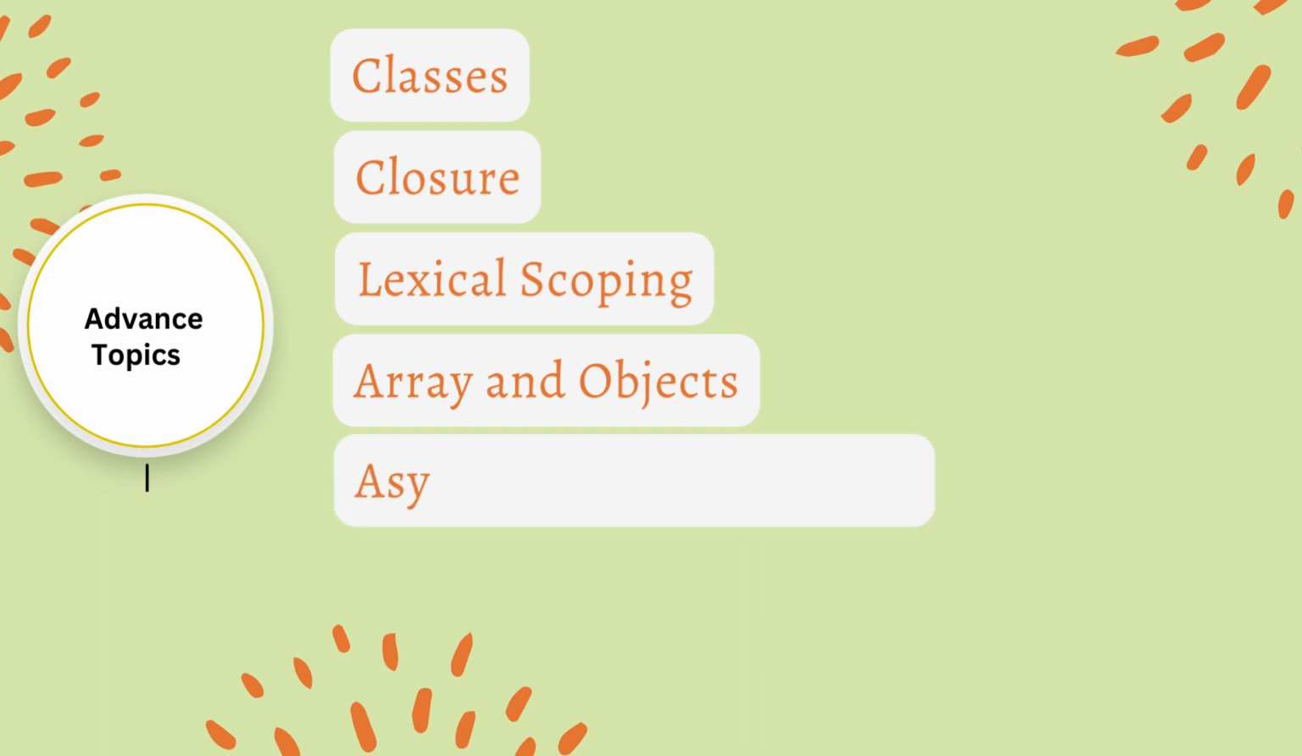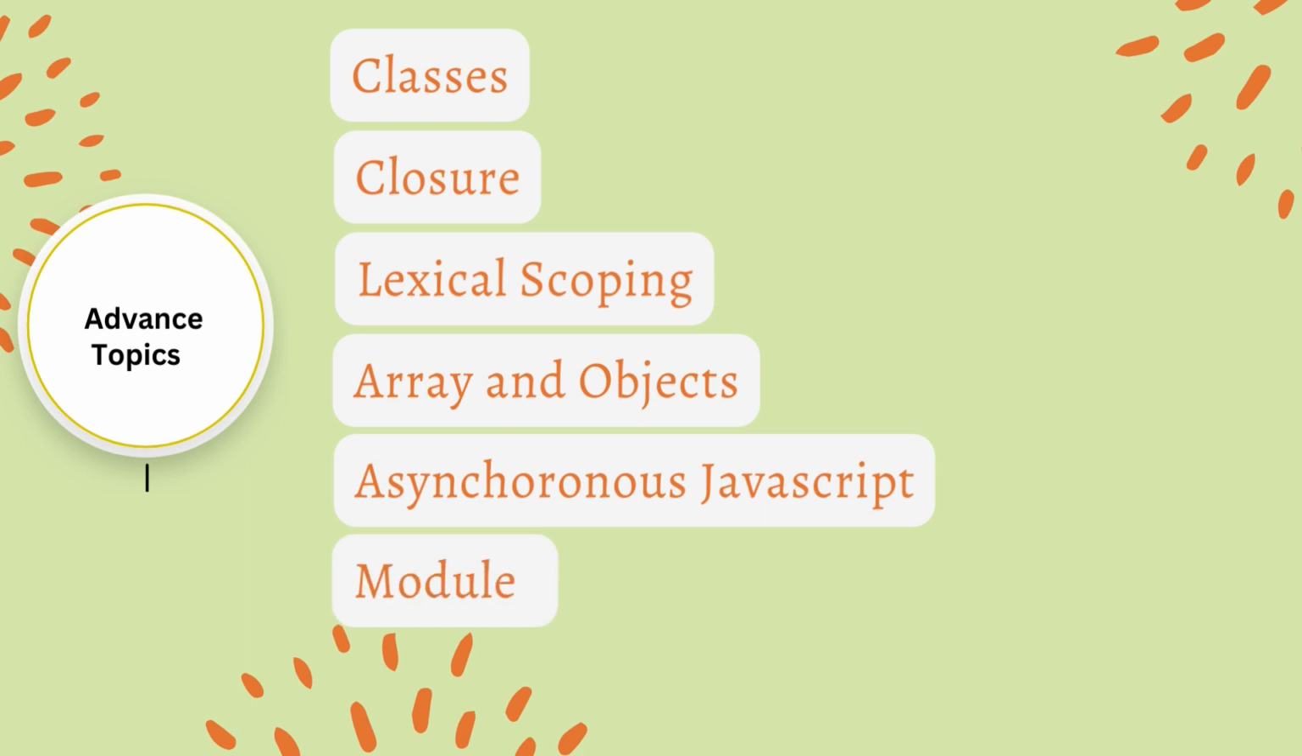Next, we will see what is asynchronous JavaScript, that is what are callbacks, promises, and what is callback hell, what is async await. We will see set timeout, set interval, clear timeout, clear interval, and also look into modules in JavaScript, how to name a module and how to export them. Here we are done with the advanced part.